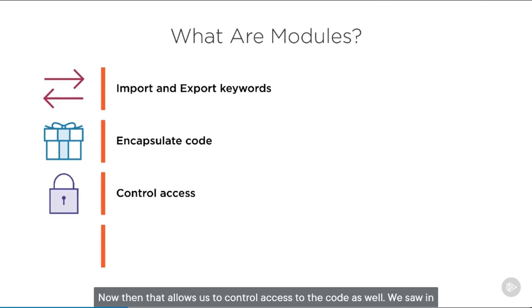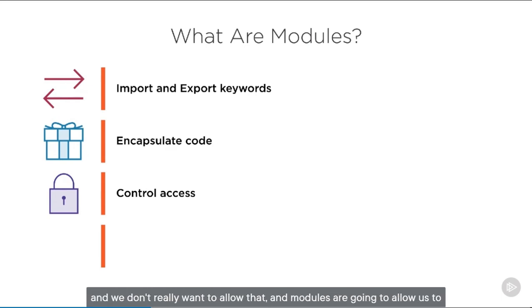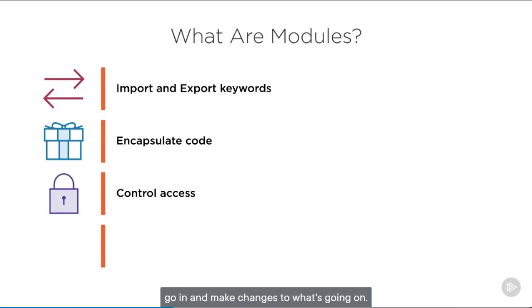Now that allows us to control access to the code as well. We saw in that last clip, just putting code in a script file doesn't prevent you from accessing individual members of that code. And we don't really want to allow that. And modules are going to allow us to protect our code so that people who are consuming our code can't necessarily go in and make changes to what's going on.